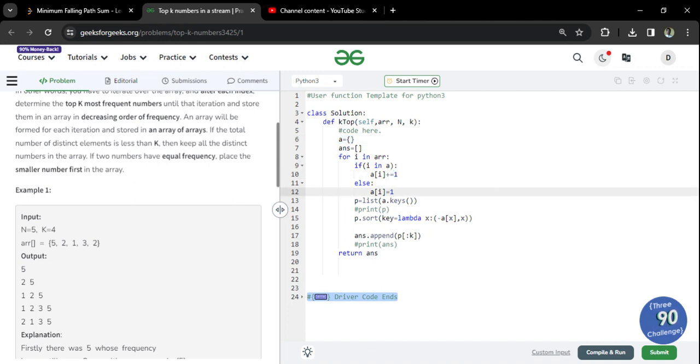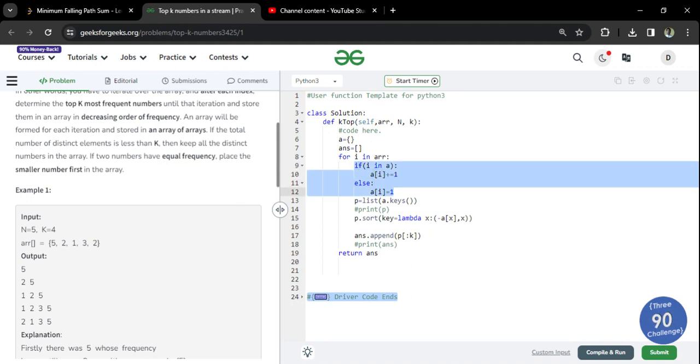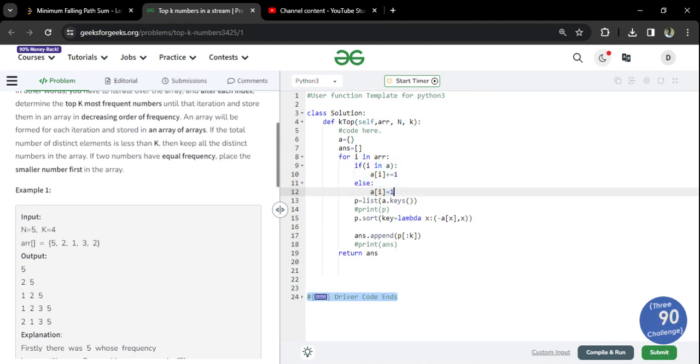After every round, that is, after processing each element, what I need to do is take A of keys. What is A of keys? Keys are basically the elements which you have seen. Take the keys and make a list out of it. Then I need to sort the list. How am I sorting the list? See here, I am sorting the list based on two things: minus A of x and x.